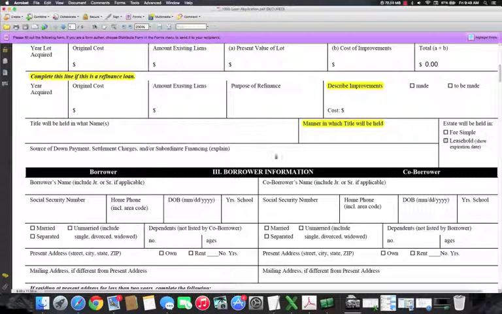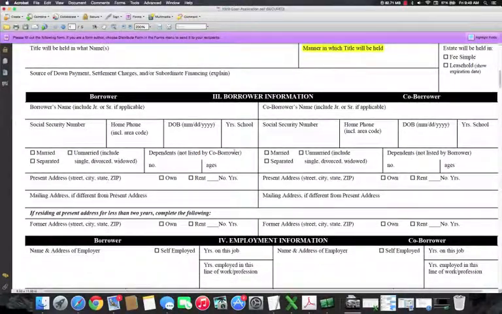on the stated income. Source of the down payment, whether it's coming from a 401k, savings account, stocks, wherever, put that there. And if you're borrowing part of it, put that there. Borrower information is pretty self-explanatory.